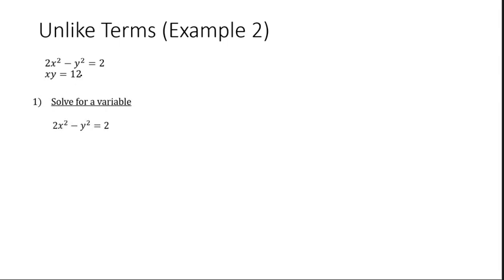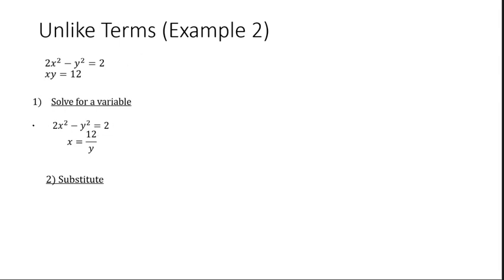We don't have squareds for the second equation. So our first equation will stay the same, but the second equation we can solve for either x or y. In this case, it doesn't really matter, but we can try to solve for x for this example. So to solve for x, we have to divide both sides by y. So when you do that, we now have x equals 12 over y. All right, so we've solved for x. So from here, we can substitute back into the first equation.